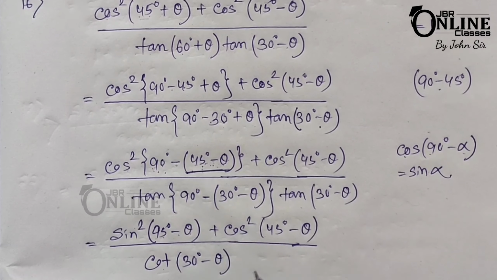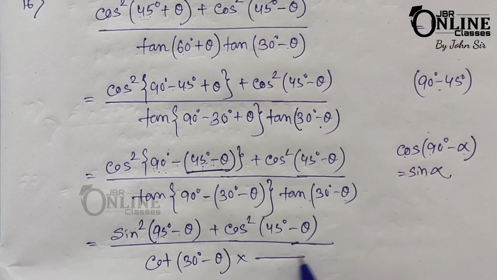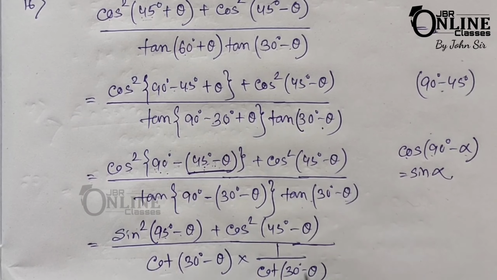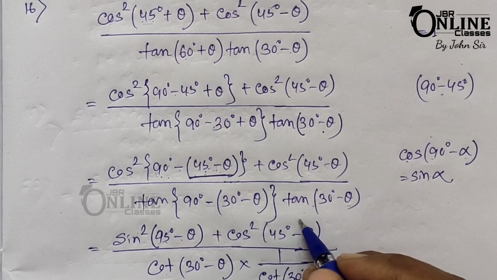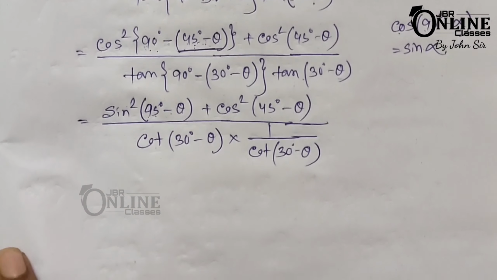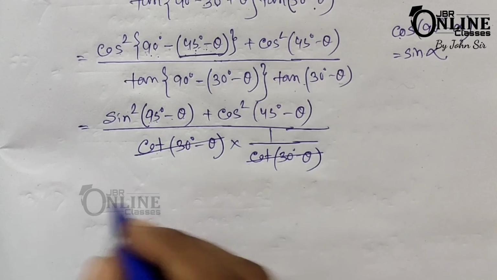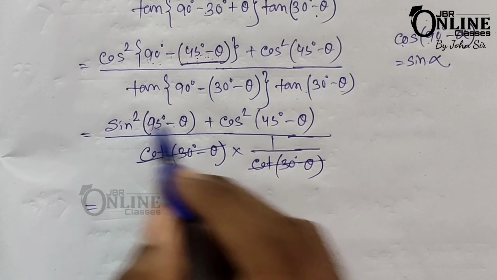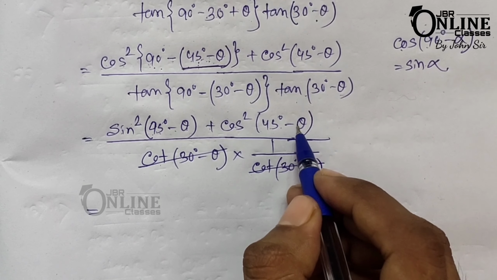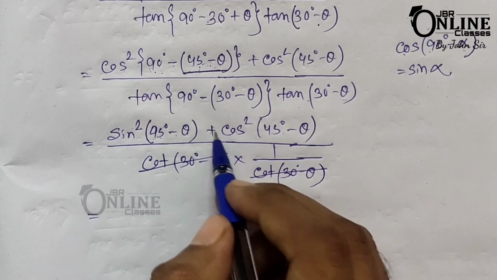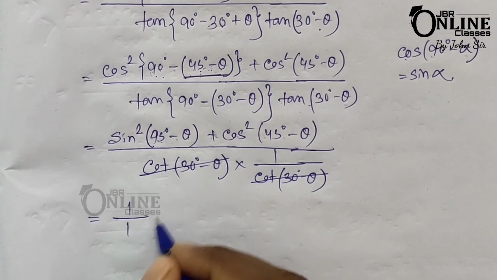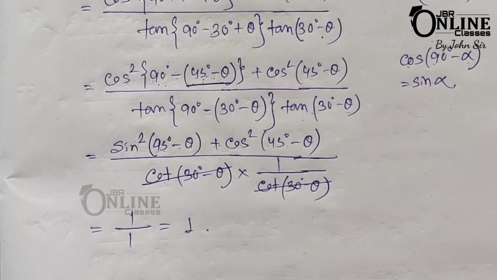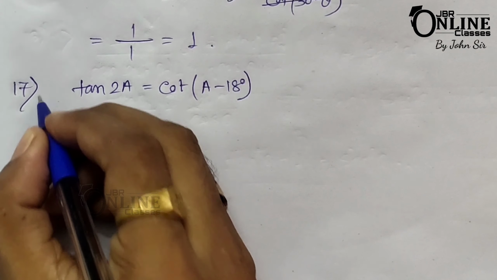Same here, it becomes cot 30 minus theta, and tan 30 minus theta, that means 1 by cot 30 minus theta, as cot is the opposite of tan. So now cot cancels out, and the upper one, sin square 45 degree minus theta plus cos square 45 degree minus theta, that means sin square theta plus cos square theta, the formula is 1. So 1 by 1 equals 1. So it's proved.